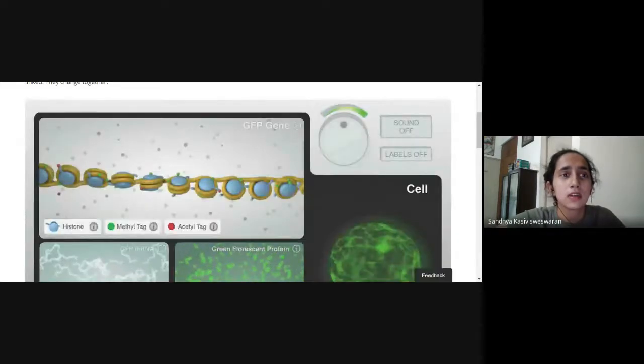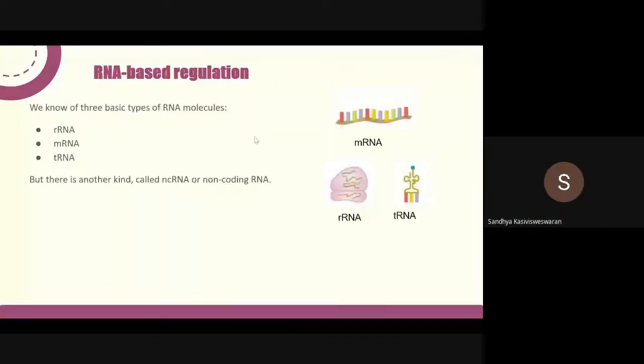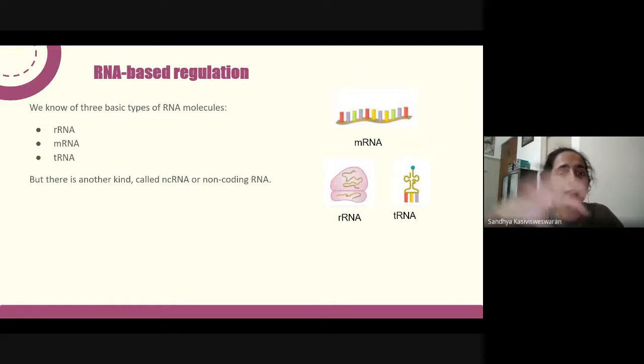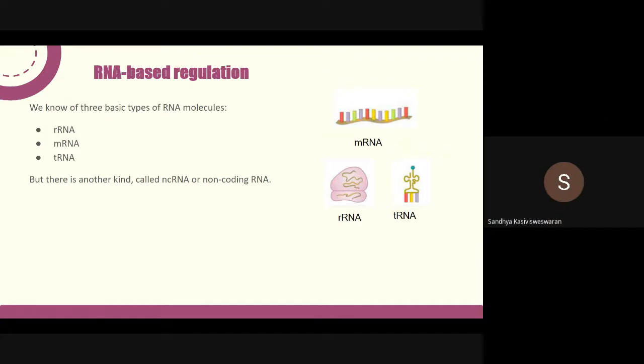So moving on. After tags that can be added onto your DNA, like histone acetylation and methylation tags, you have another process called RNA-based regulation. So your genetic sequence, or your gene expression, can be regulated by RNA molecules. Let's find out how that happens.